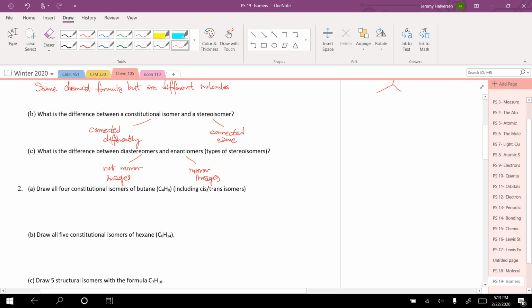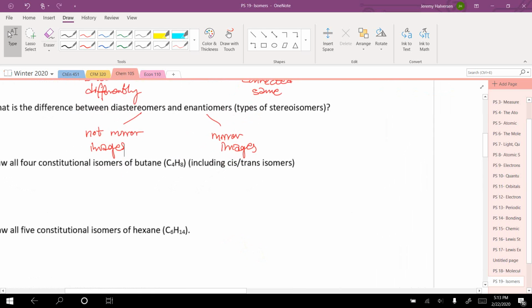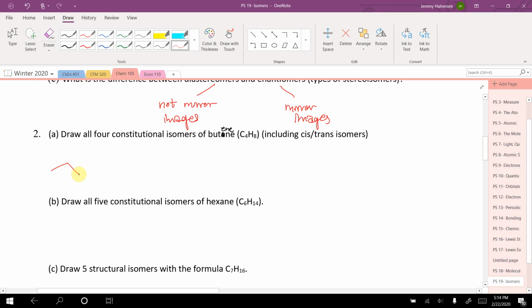All right, draw all 4 constitutional isomers of butane. Butane is actually, okay, this should say butene, which doesn't really matter because you probably haven't learned how to name them anyway, but C4H8 is butene, not butane. All right, so C4H8, if I were to draw 1, 2, 3, 4 carbons, how many hydrogens would there be? So that's C4, and there's 3 hydrogens, 2, 2, and 3, so that's H10.